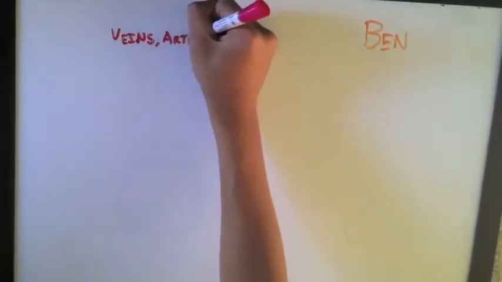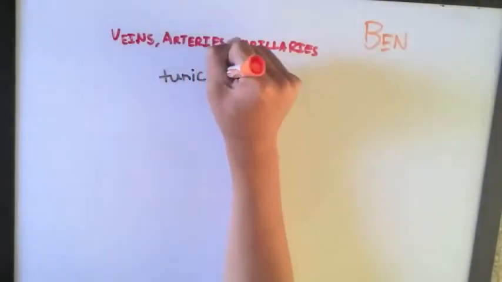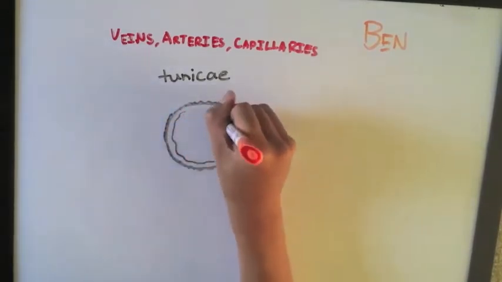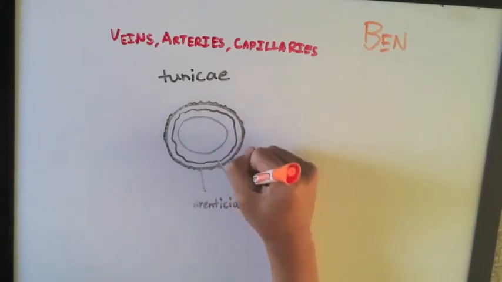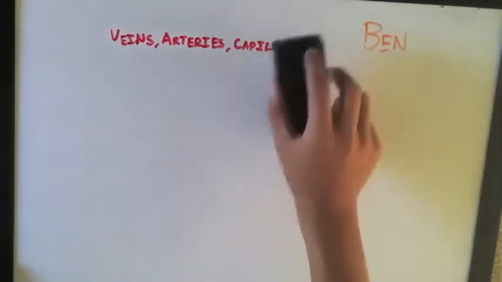Hello, this is Ben again. Now, the blood that moves away and back to the heart travels through three types of blood vessels: arteries, capillaries, and veins. All three of these blood vessels are made of an outer layer, the tunica adventitia, an inner layer, the tunica media, and an innermost layer, the tunica intima.